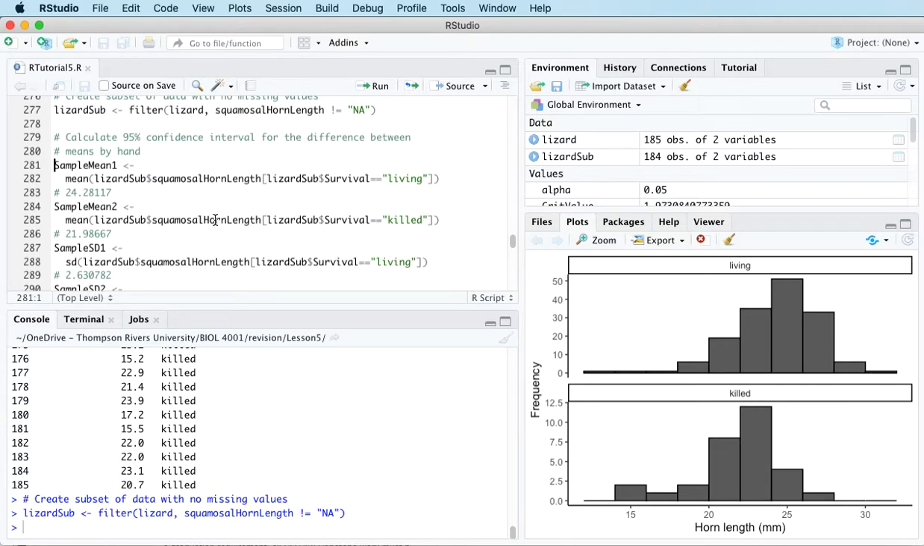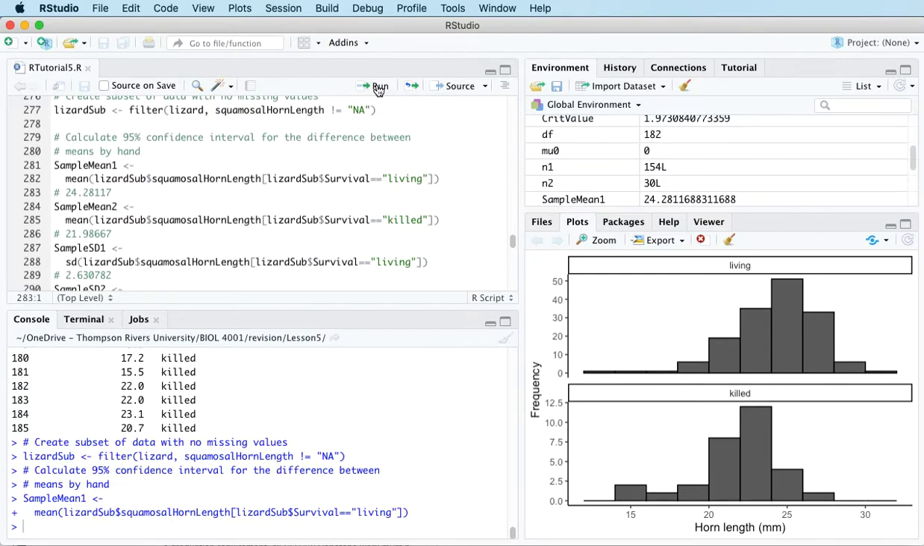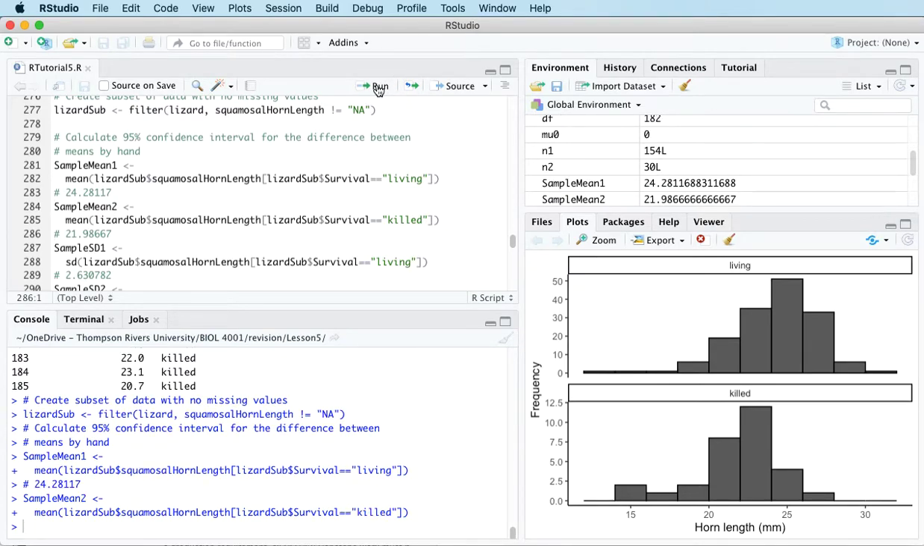I could calculate the difference between the sample means and use that information to calculate a confidence interval for the difference in the population means. Okay, so a lot of steps here. We can calculate the sample mean for the living lizards. It's 24.28, and for the killed lizards it's 21.99.